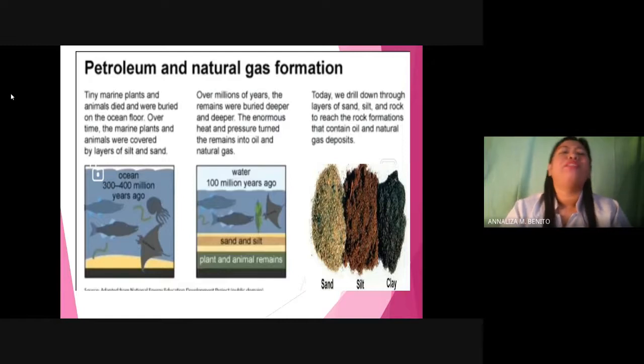It begins with tiny marine plants and animals. They died and were buried on the ocean floor. Over time, the marine plants and animals were covered by layers of silt and sand. Over millions of years, the remains were buried deeper and deeper. The enormous heat and pressure turned the remains into oil and natural gas. Today, we drill down through layers of sand, silt, and rock to reach the rock formations that contain oil and natural gas deposits. So, it takes millions of years to have a fossil fuel.